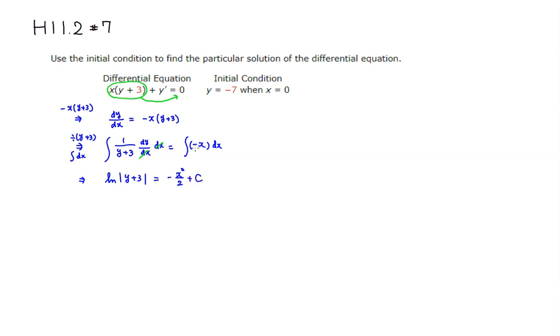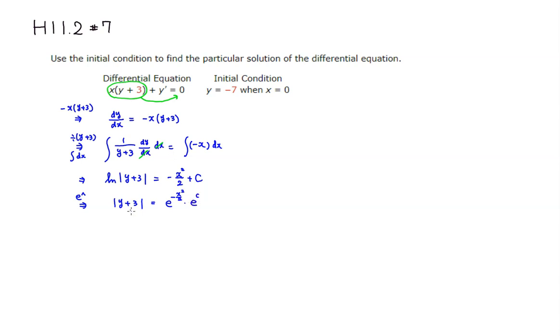Then we are solving for y, so I'm going to raise e to both sides. The e and natural log cancel out, so you have the absolute value of y plus 3 is equal to e to the negative x squared over 2, and I'm going to write it as times e to the c.